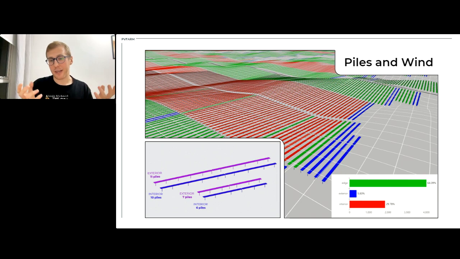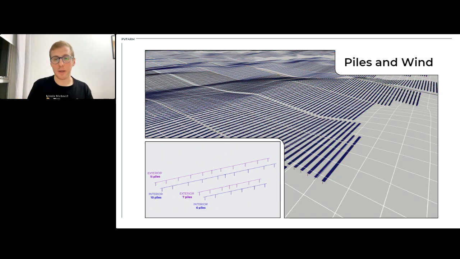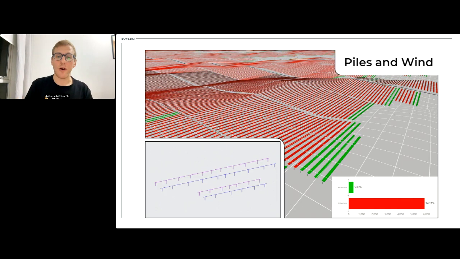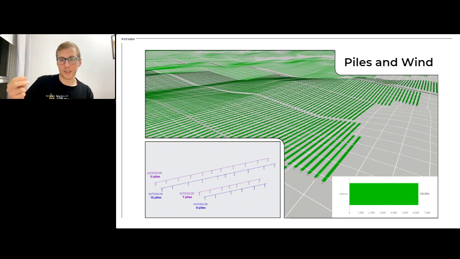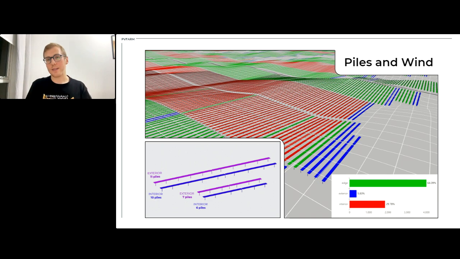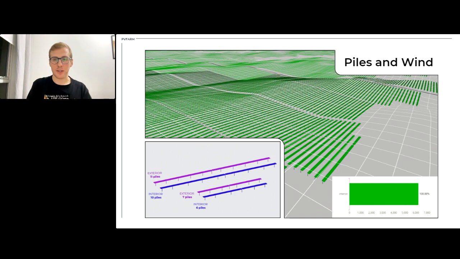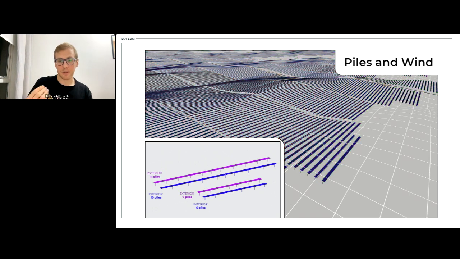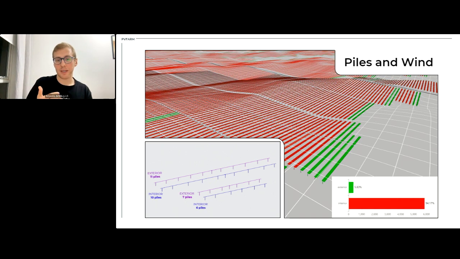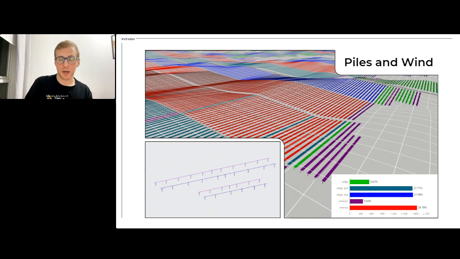But basically you might have exterior and interior, or maybe exterior, interior, and edge, or maybe even more different types of trackers based on how they are exposed to the wind. So why is it important for piles? Because those trackers have a different wind load, and because they have a different wind load, they might have different cross sections of the piles.